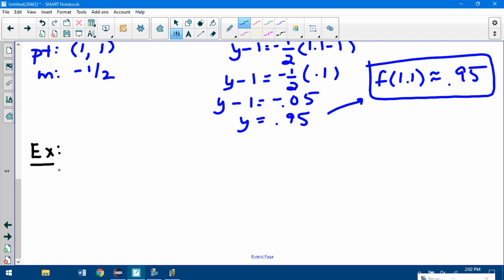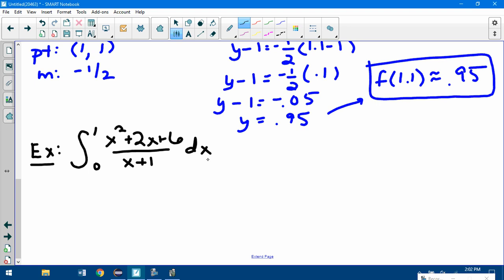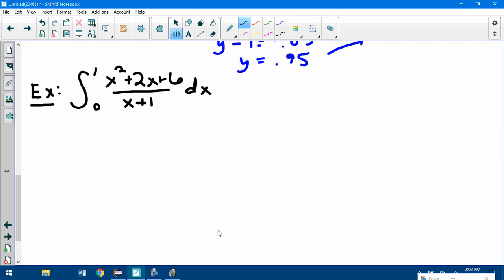Let's do an integral. How about the integral from 0 to 1 of x squared plus 2x plus 6 all over x plus 1 dx? Looks innocent enough. It's not too crazy looking of a problem. What would you think to do? Maybe use u sub? If you thought that, that's not a bad thought. What do you think you'd let u equal?